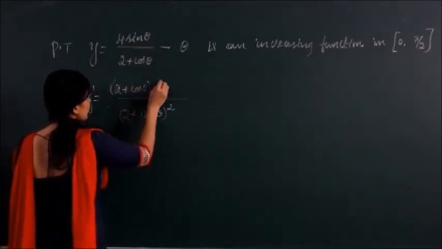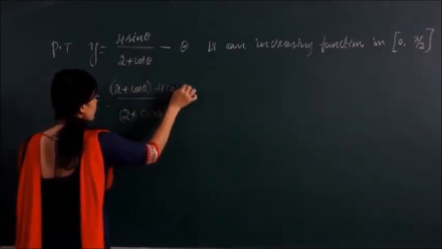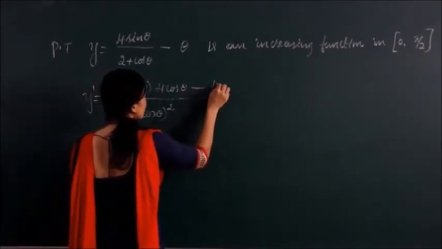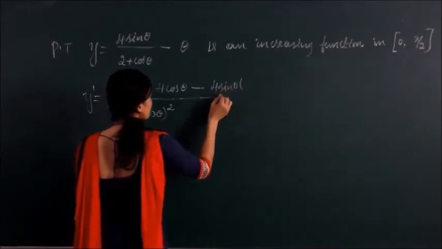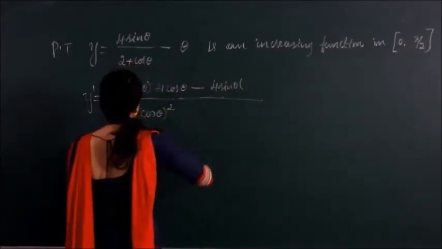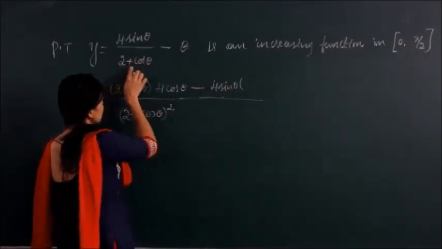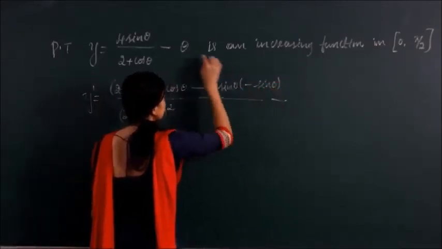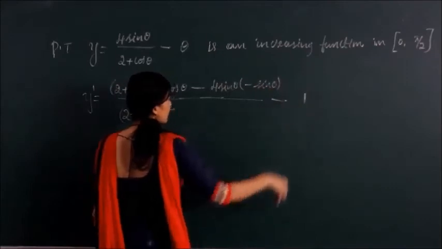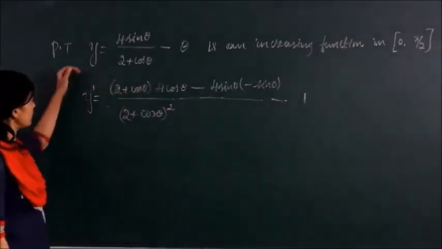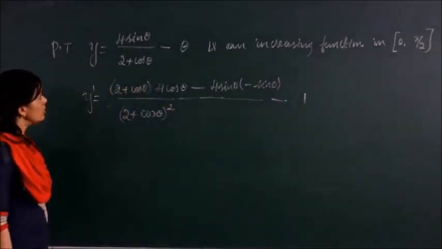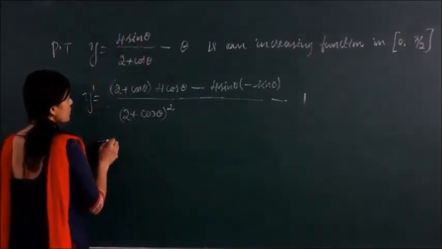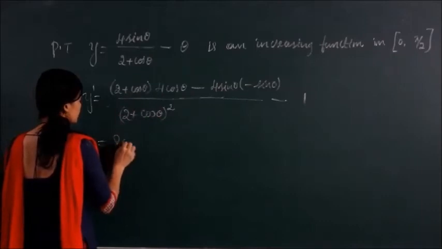Derivative of 4 sin theta is 4 into cos theta, minus derivative of 2 plus cos theta. Derivative of 2 is 0, derivative of cos theta is minus sin theta, minus derivative of theta with respect to theta, which is 1. So actually we are differentiating with respect to theta because the function is in terms of theta. So this is equal to, simplify this.